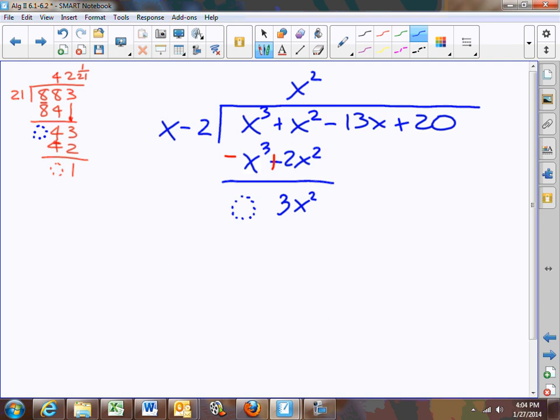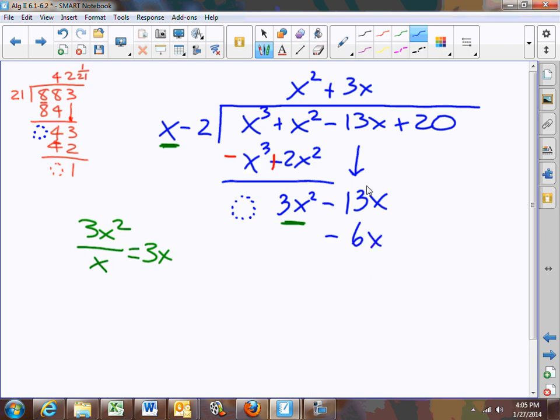Now, the next thing we did was bring the next term down. So we'll bring down a minus 13x. And once again, we look at the first term here, and we look at the first term here. And the question is, how many times does x go into 3x squared? Well, obviously, it goes in 3x times. So we'll put the 3x, positive 3x, up here. Once again, we multiply. 3x times negative 2 is negative 6x. 3x times x is 3x squared.